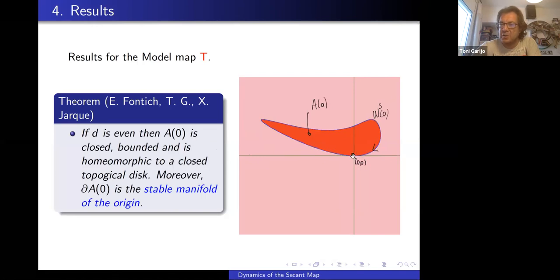And here at the origin, we have an unstable manifold and the central manifold. And this is the boundary of this set. But this is closed because one of the branches of the central manifold is repelled.